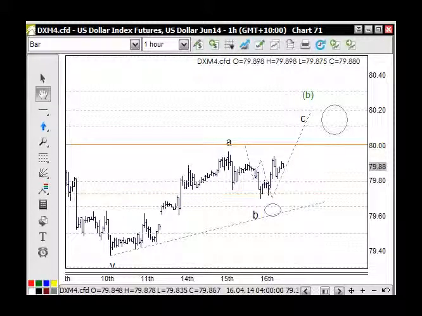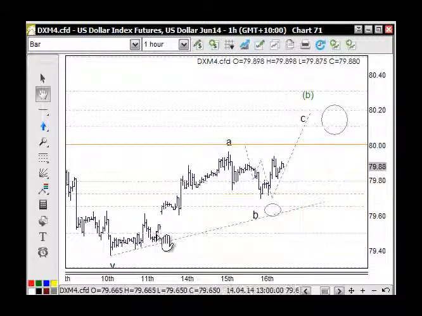Welcome to the FX, and here we're looking at the US dollar. Last time we spoke, we were looking at this move down through here. So we were looking for a B wave in 3 waves, and that's unfolded nicely now. We're looking at that down into the 79.70 area there, and that's there. So we're looking for wave C to the upside.